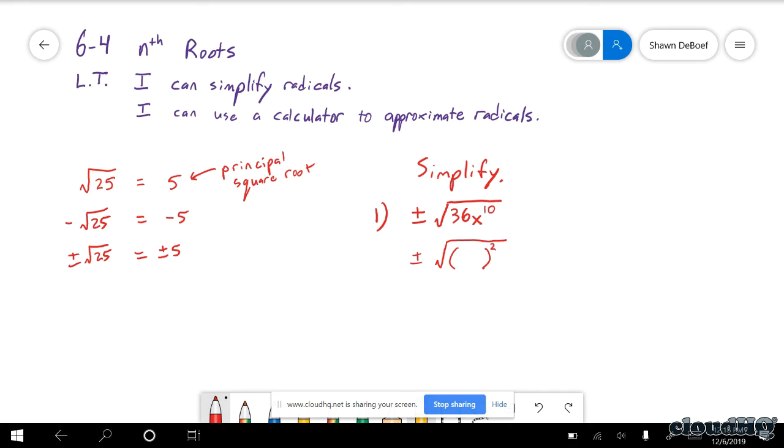But if the square root is the inverse of squaring, what was it that was squared that gave you 36x to the 10th? That's 6, but what about our x? X to the what power? X to the 5th. Because if I work backwards, I'd have to distribute that square, and it would get multiplied to an exponent that's already there. And so now at this point, the square root and the square cancel each other out. So I'm left with plus or minus 6x to the 5th. Since the problem started with plus or minus, I have to include that.